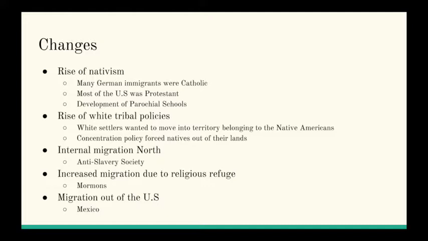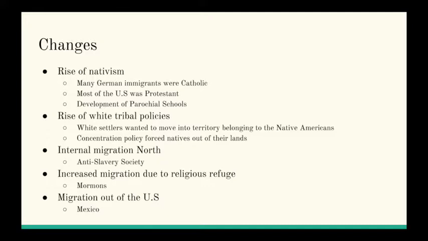Another change that we see would be internal migration north was rising because of people helping slaves escape the South and go to the North. For example, the Anti-Slavery Society did these things. Another change that we see could be increased migration due to religious refuge. For example, we have the Mormons that moved to Pennsylvania because they believed in things like polygamy, which made them be very looked down upon.